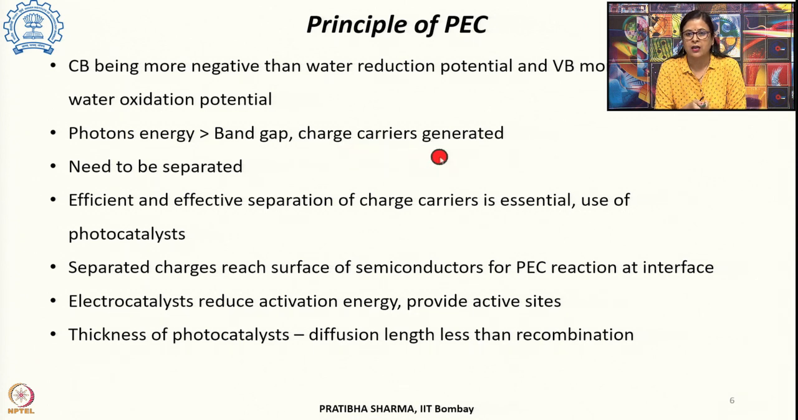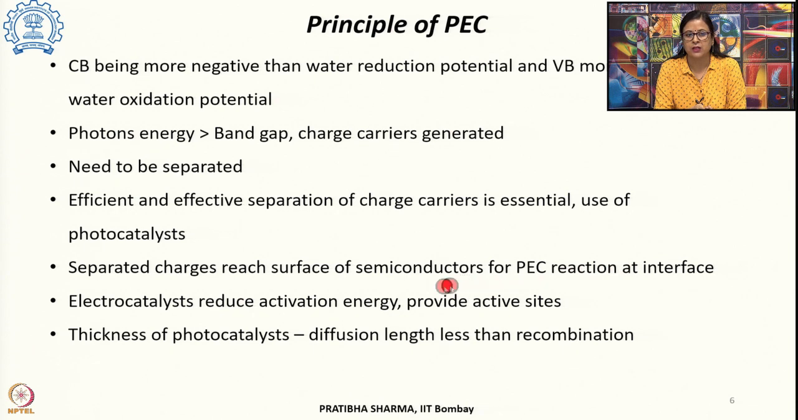But at the same time, the charge carriers which are generated need to be separated, and that is very important. Efficient and effective separation of charge carriers is essential, and we can use several photocatalysts for achieving that. Once these separated charge carriers reach the surface of the semiconductors, there at the electrode-electrolyte interface, the photoelectrochemical reaction will take place.